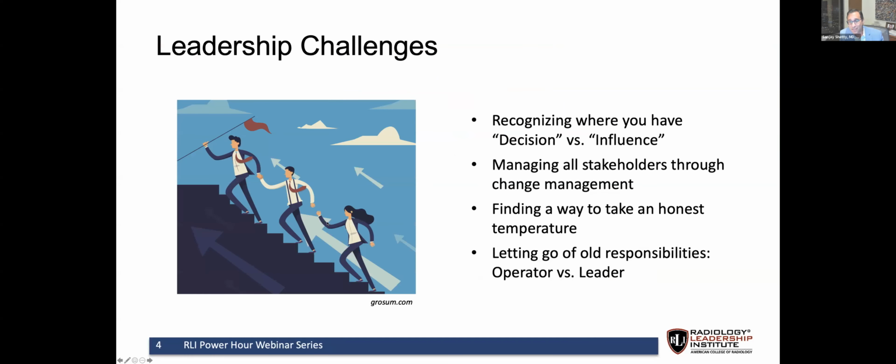I think some of the things that I found to be particularly difficult along the way were items that changed when you went from being an individual contributor as an individual radiologist to ultimately taking on increasing levels of responsibility and ultimately leadership. The first is to recognize very quickly where you have the ultimate decision-making ability. Often that comes later in your career, where you just have influence.